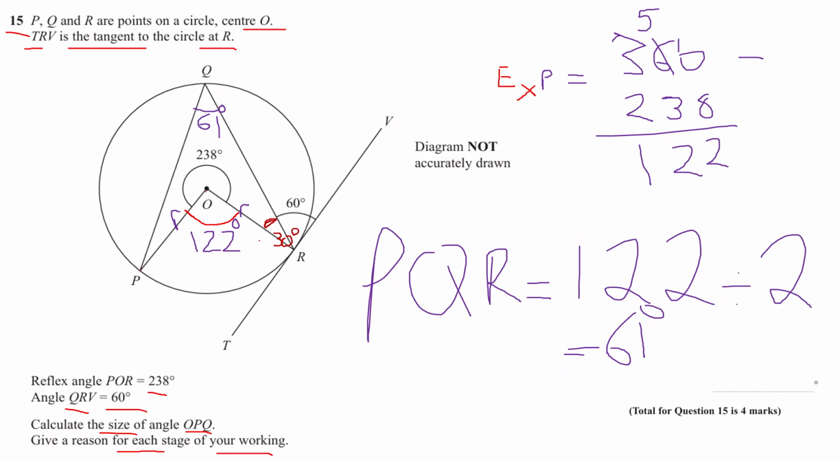So remember, this is going to meet at a right angle. Sorry, I should say, not arrow, so I'm going to write here: tangent meets radius at 90 degrees.